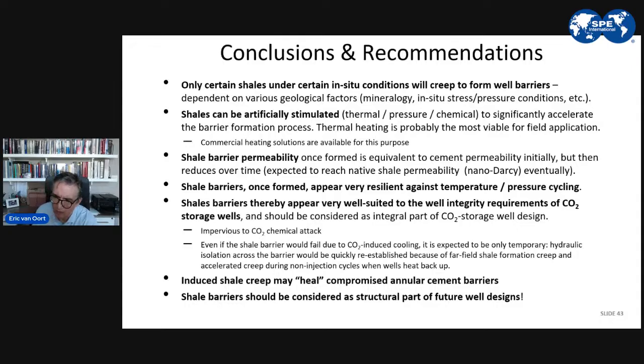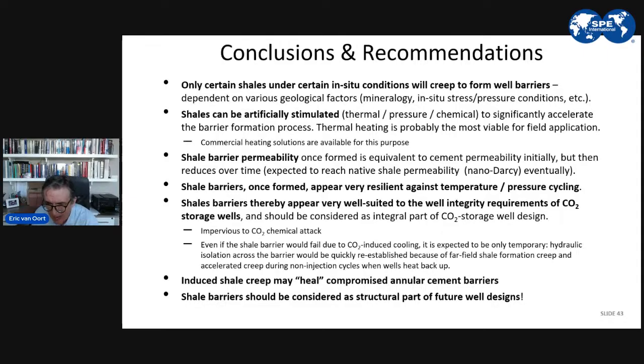And here you go away from using shale as a barrier as part of kind of a remedial treatment during a well P&A exercise to building the barrier in as a fundamental barrier during well planning. Shale is of course impervious to any CO2 chemical attack. And even if it would temporarily be compromised through CO2 cooling, we speculate that when the well heats up back to in situ conditions, creep would again close any void spaces, and you would retain or regain the barrier.